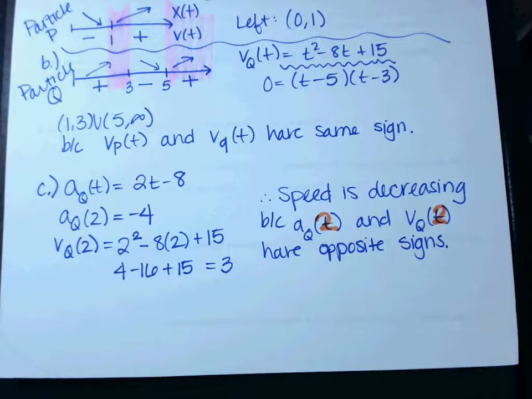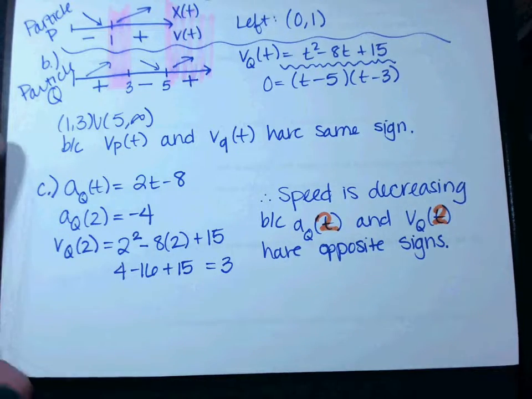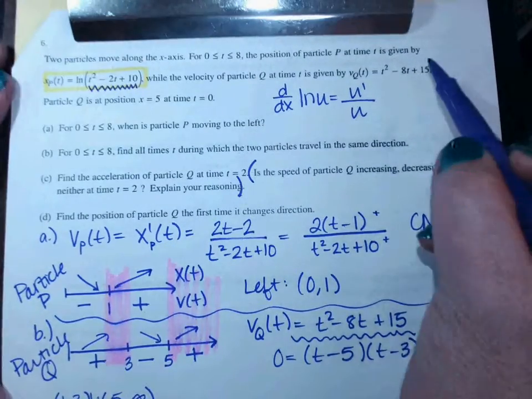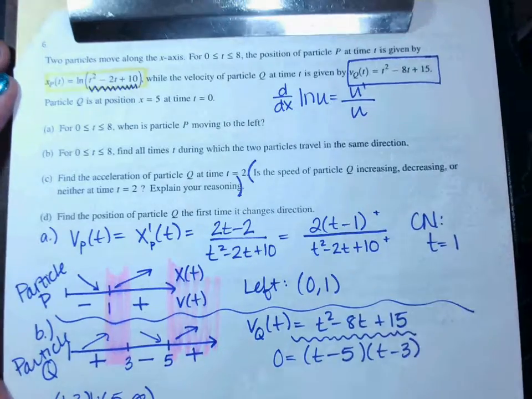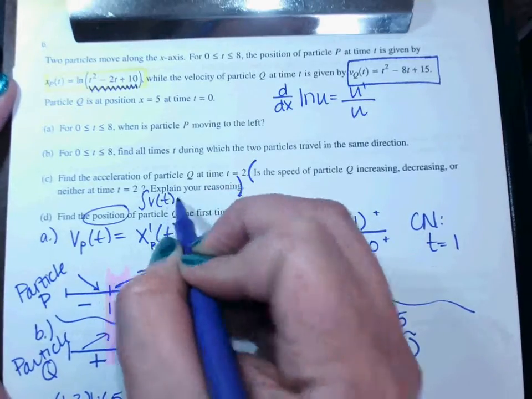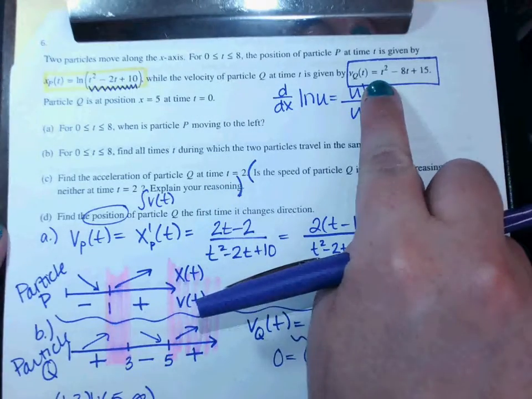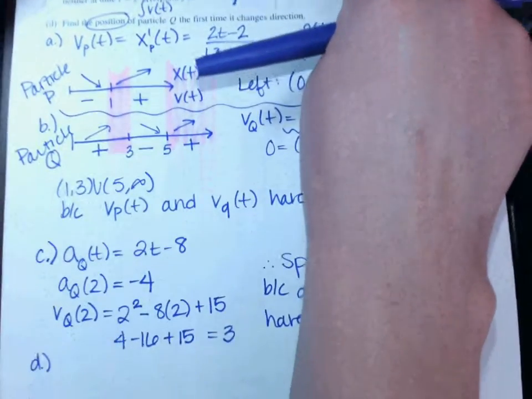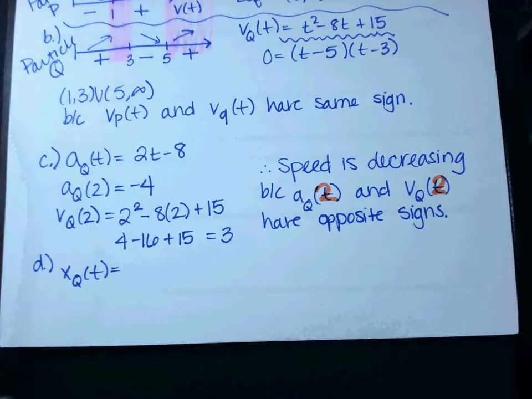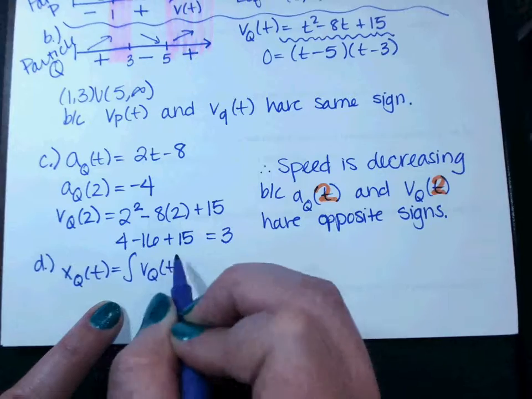Okay, then part D. Find the position of particle Q the first time that it changes direction. If we have velocity and we want position, how do we find position? Do we do the derivative or the integral of velocity? The integral, very good. So for position, I'm going to need to integrate my velocity formula. So take the integral of this, write it on your paper. Okay, I'm going to put xq of t, which I know is getting kind of annoying, but we're on the last part. So it'd be the integral of velocity q of t.